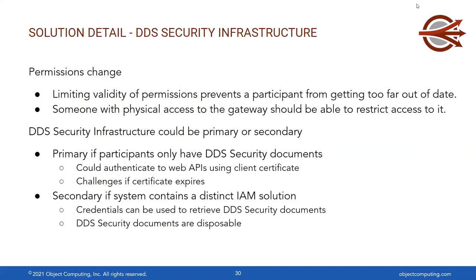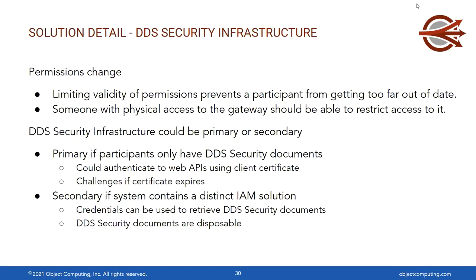So permissions do change over time. You can imagine that database is not static. So it is a good idea to limit the validity of permissions to prevent a participant from getting too far out of date, and forcing it to check to make sure that it is in the right partition and has the right permissions. And you also need to be concerned that someone with physical access to the gateway should be able to restrict access to it. So for instance, you move into a house, you should be able to go to the gateway and say, I'm the new owner. I want to break the relationship with the existing owner so that they can't mess with my lights and locks and do other things to my house that they shouldn't be able to do.